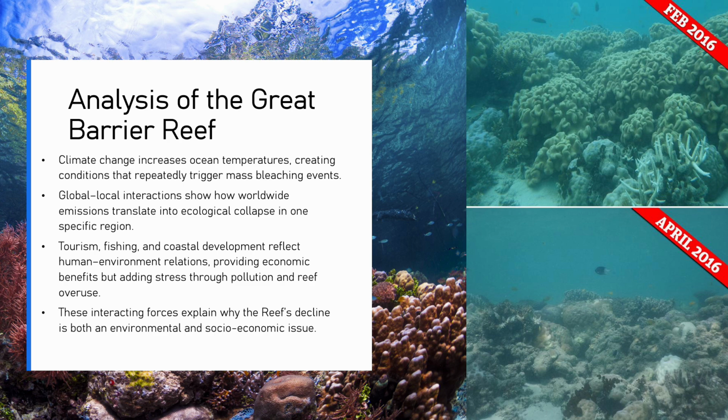Placemaking reveals why governing the reef is challenging. Different groups value the reef in different ways, culturally, economically, and scientifically, leading to mixed priorities when creating conservation policies. Taken together, these concepts show that the reef's decline is not just an environmental problem. It is a social, economic, and global issue.